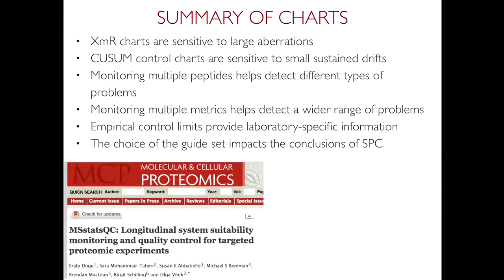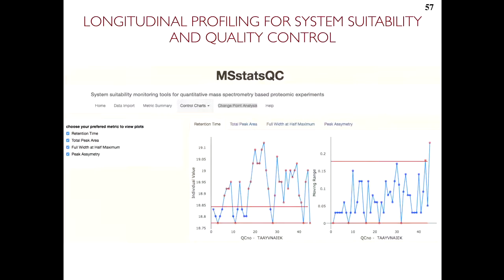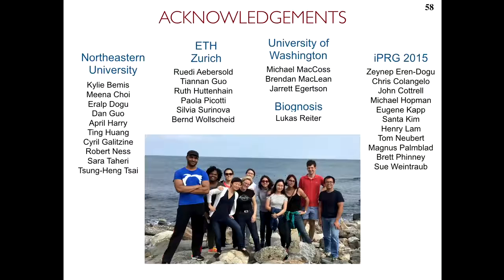So just to summarize, we can have detections of large aberrations, small sustained drifts, monitor multiple peptides, and we can show that the more peptides we monitor, the more problems we can detect, right? But at the same time, we can also produce rules which will control for the high dimensionality and multiplicity of this. And so this actually is published, so you can have the description of all the methods in the manuscript. And so this is the graphical user interface that I had mentioned.